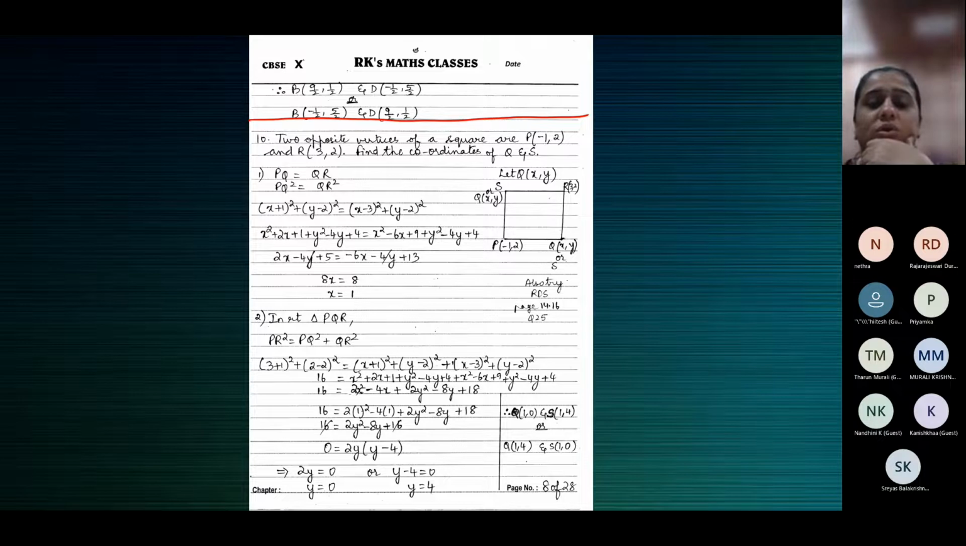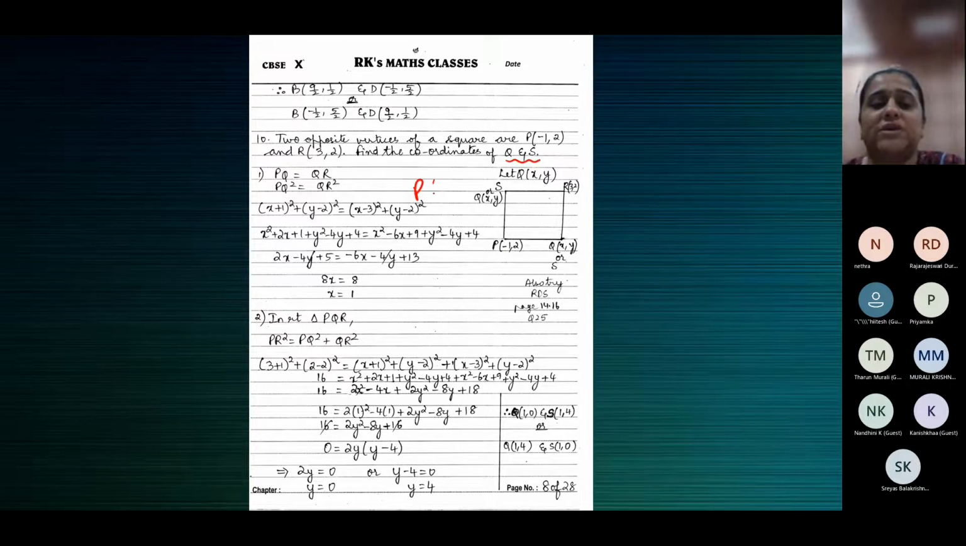Here we are given two diagonally opposite vertices of a square, and we have to find the coordinates of the remaining two vertices. See here, we know the coordinates of P and R. P and R are diagonally opposite to each other. With just this information, we have to find the coordinates of the remaining two vertices Q and S.